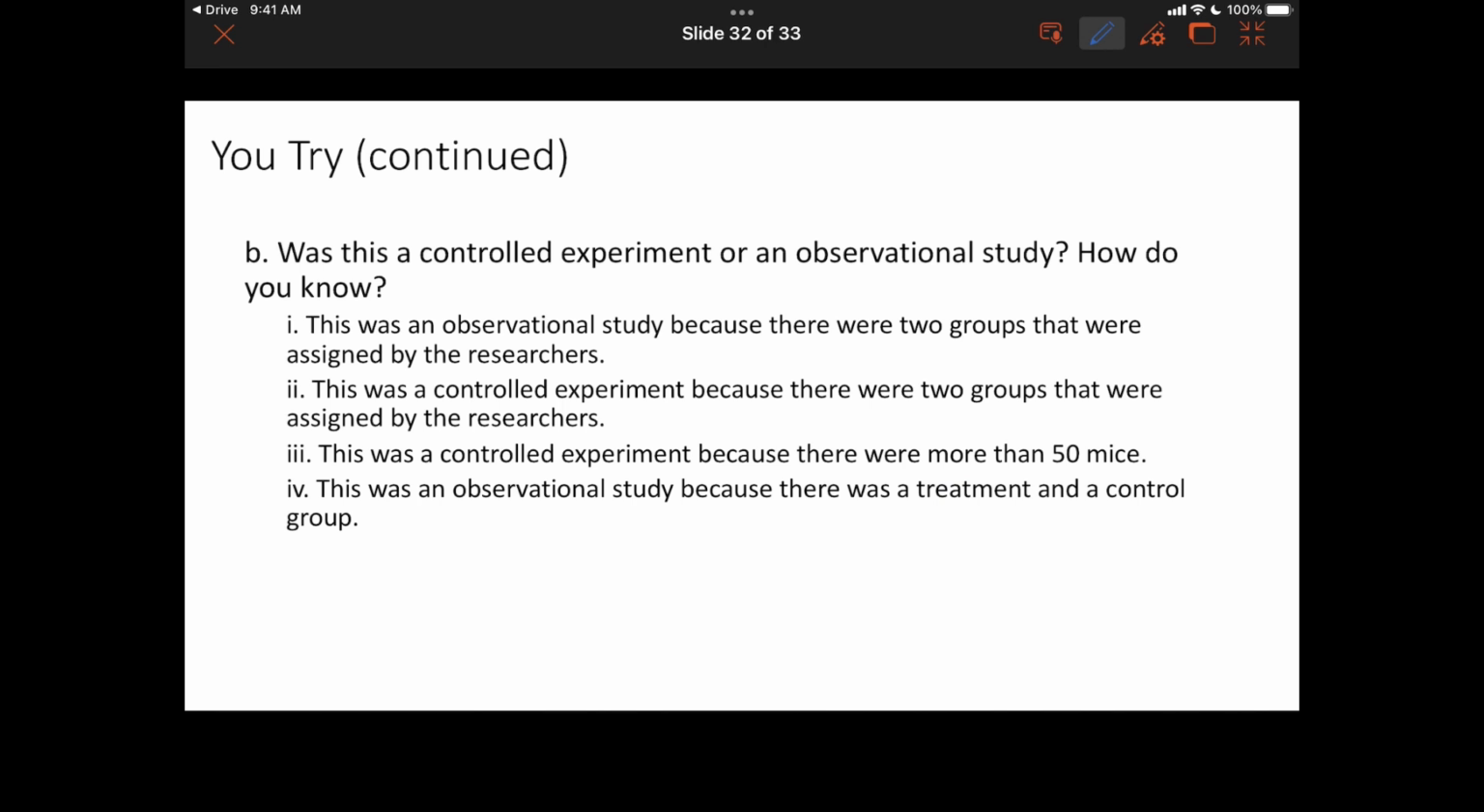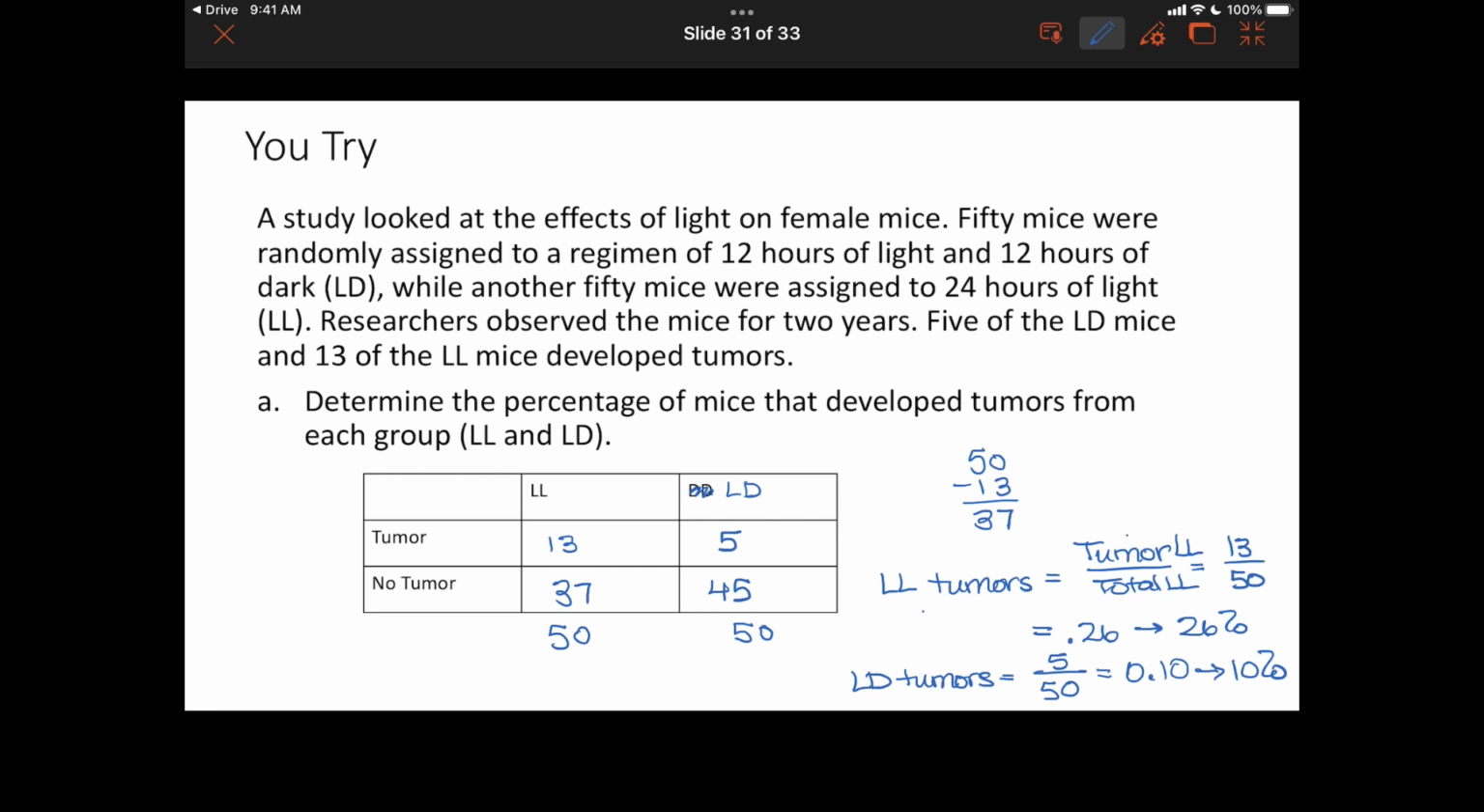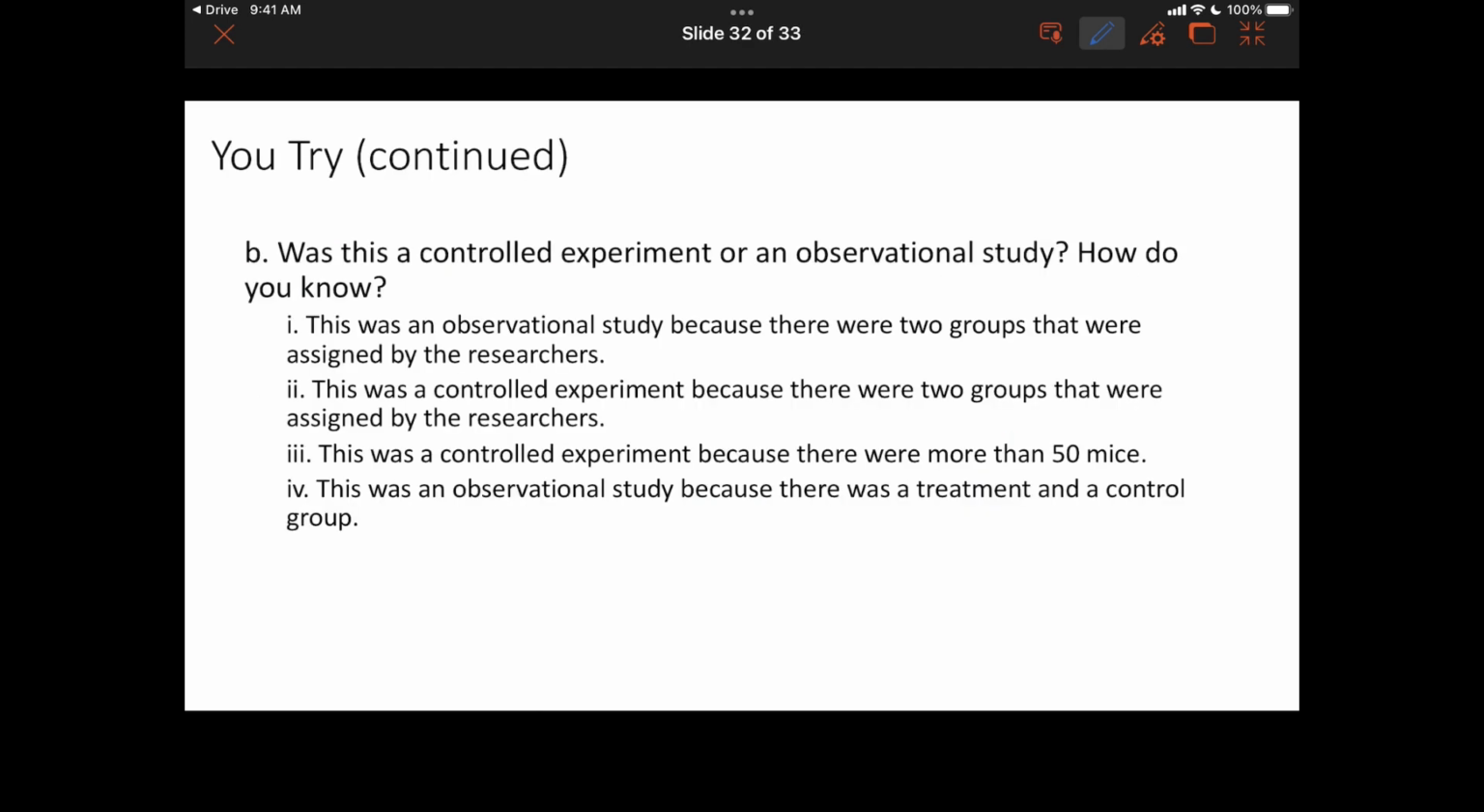Was this a controlled experiment or an observational study? How do we know? Well, let's look back at what happened. The researcher randomly assigned mice to one of 2 groups, the LD group or the LL group, and then they observed the mice. When we're randomly assigning them to groups, we're imposing some treatment on the 2 groups. So this is going to be an experiment, and it's an experiment because the researchers put them into 2 groups.